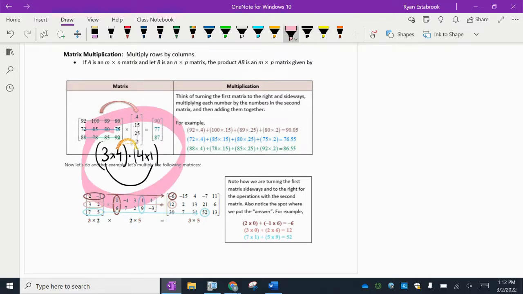It kind of looks like a unibrow right here, and then you have the smiley face that tells you the size of the answer. You're checking the inside. If they match up, then yes, you can do it. And the outside numbers tell you the size of the answer. When this matrix was multiplied by that one, we get this 3 row by 1 column matrix, which is what we'd expect because those are the numbers on the outside.